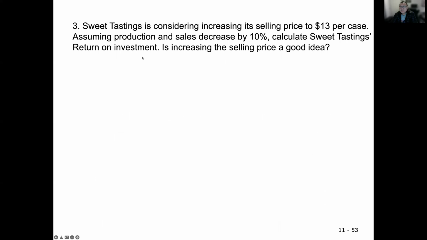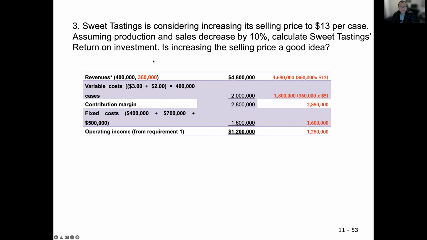The last question is, this company is considering increasing the selling price from 12 to 13 per case, assuming the production decreased by 10%. That's what happens: when you increase the price, the demand will be down. So therefore, the production and sales all decrease by 10%. Calculate the company's return on investment. Is increasing the selling price a good idea?